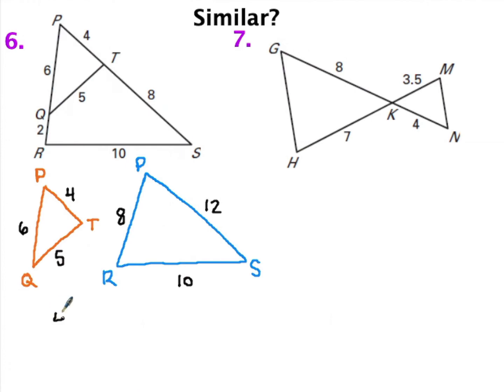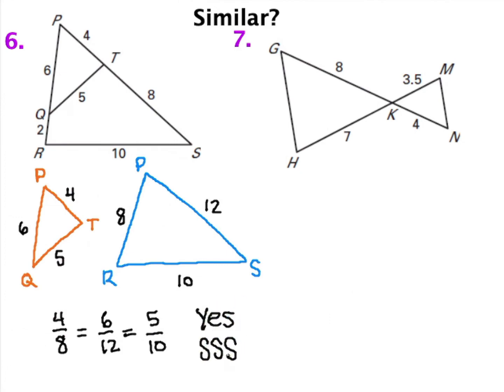So now I'm going to take the shortest on this one to the shortest, and the longest to the longest, and the medium to the medium. And those are all reducing to 1/2, so I have 3 sets of proportional sides. So yes, those are similar by the side, side, side similarity theorem.